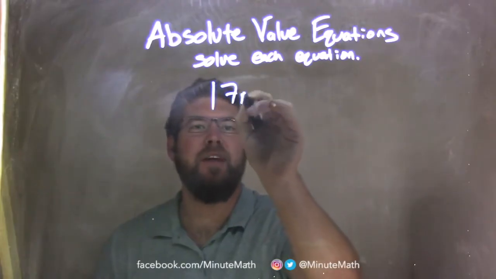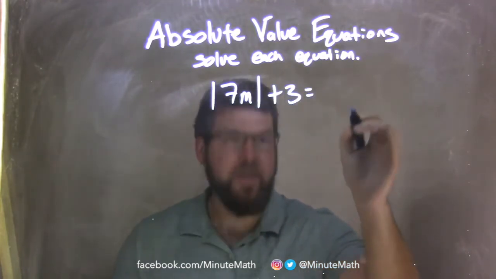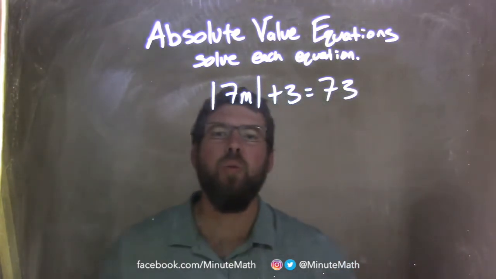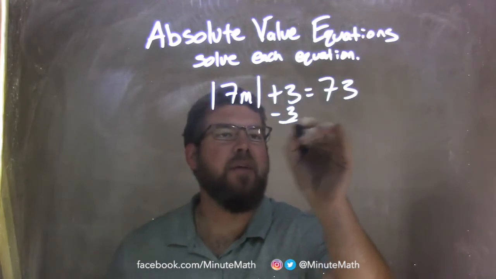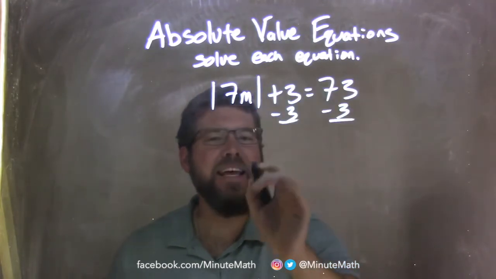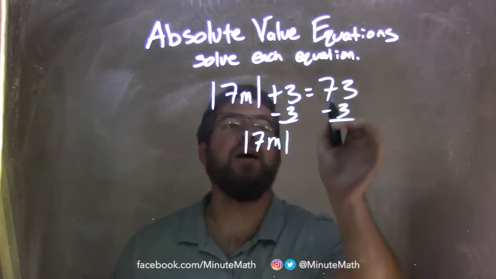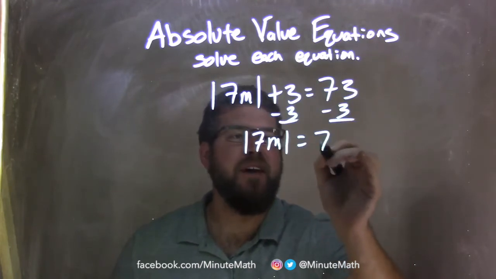Absolute value of 7m plus 3 equals 73. Okay? Well, my first step, I need to isolate the absolute value. So I have to subtract a 3 to both sides. That leaves me with the absolute value of 7m on the left, isolated, important, equals 73 minus 3, which is 70.